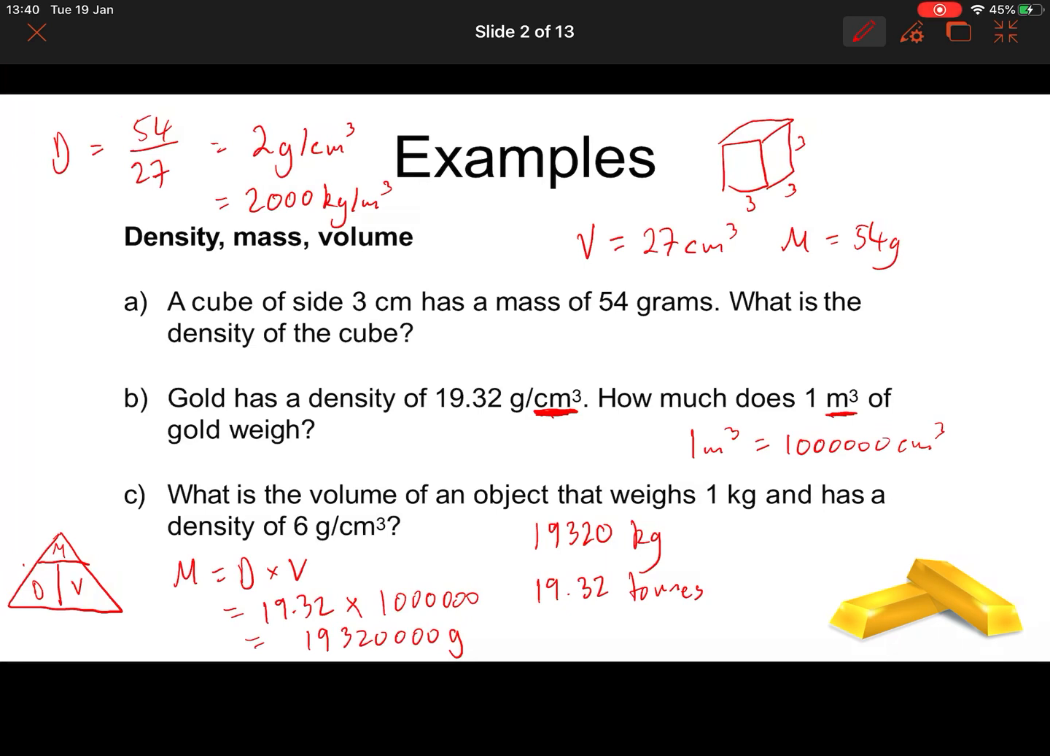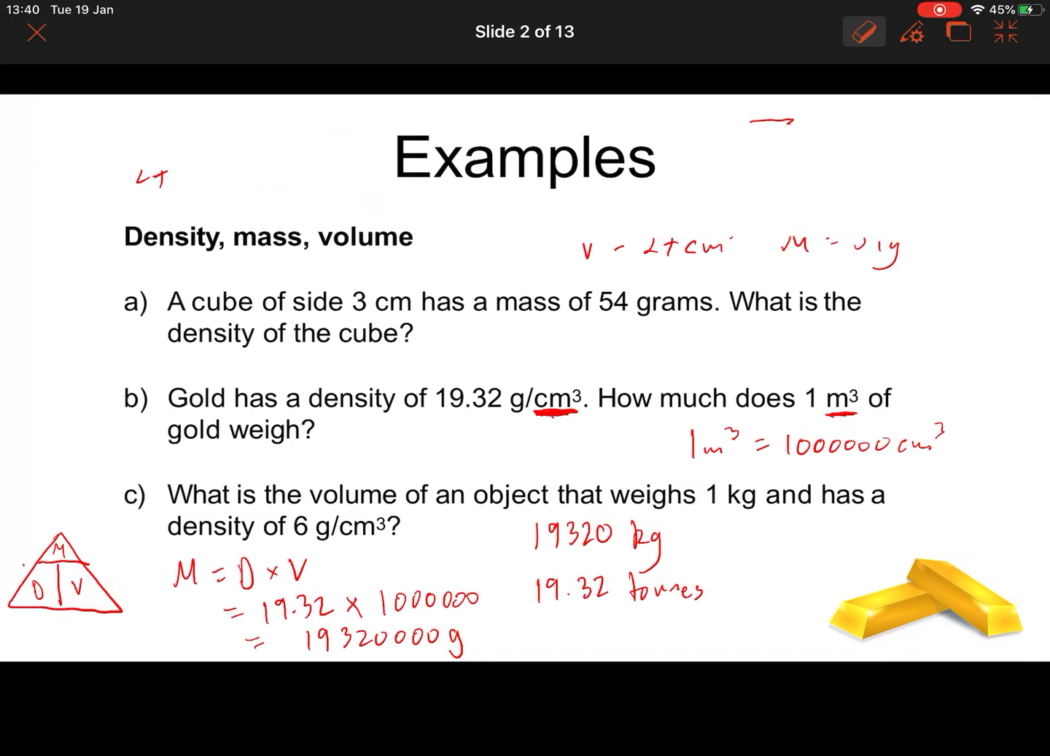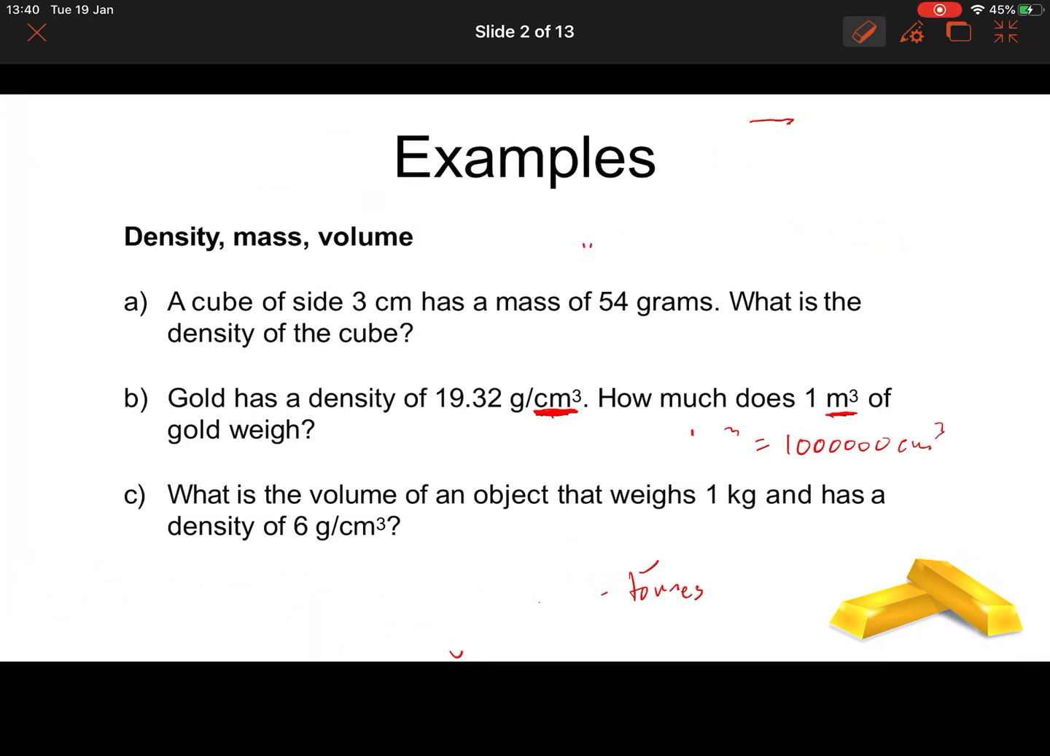Okay? I mean, obviously, if you think about it, a big block of gold that's 1 metre cubed is going to be very, very heavy. It's going to be very, very heavy indeed. So a little bit of reflection tells me that's probably the right answer. Let's just get rid of these.